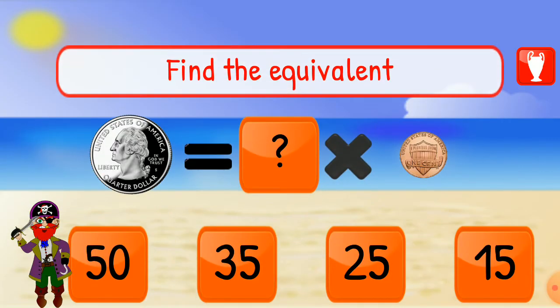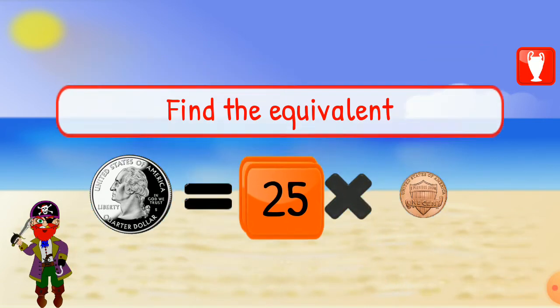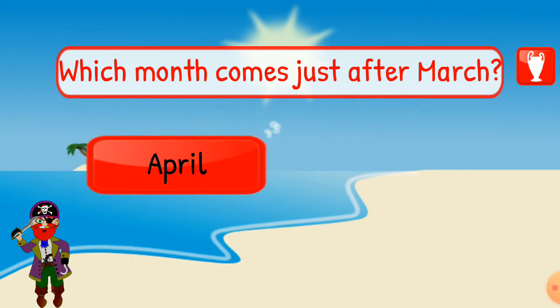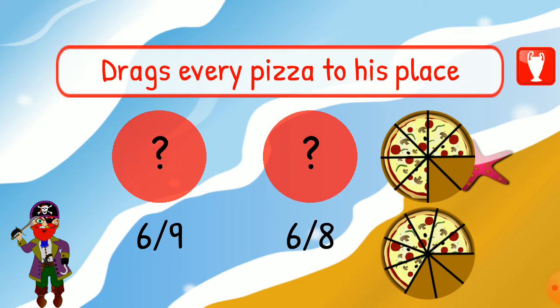Find the equivalent. Yes, 25. Which month comes just after March? April. Yes. Drags every pizza to his place. Okay.